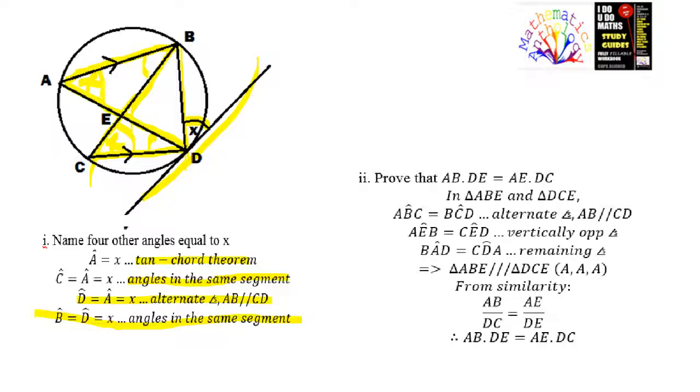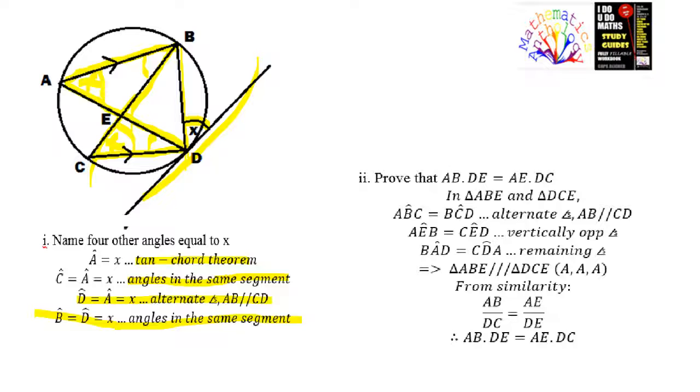Let's now prove that AB times DE is equal to AE times DC. When I see this type of question, I usually look for proving similarity. So I need to choose 2 triangles that have AB, DE, AE, and CD in them. The 2 triangles I've chosen are triangle ABE and triangle DCE. So we need to prove that those 2 triangles are similar.